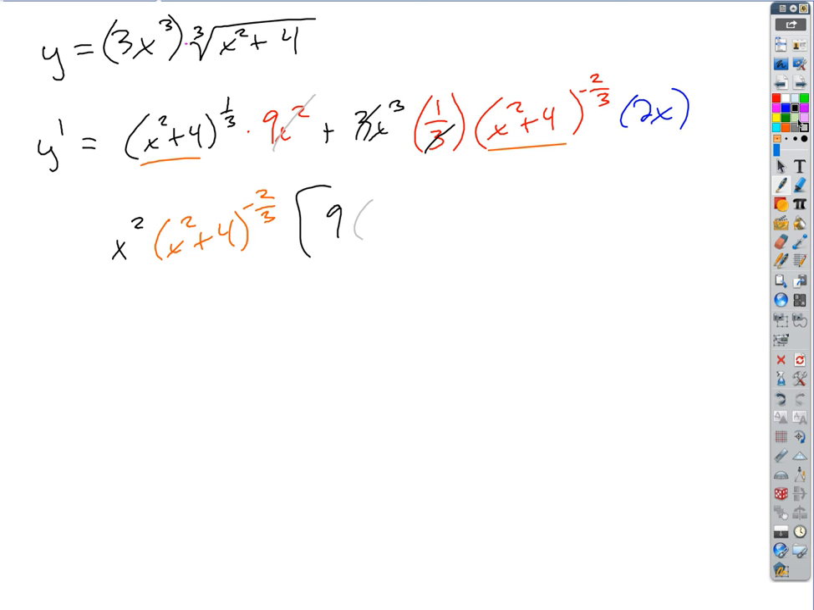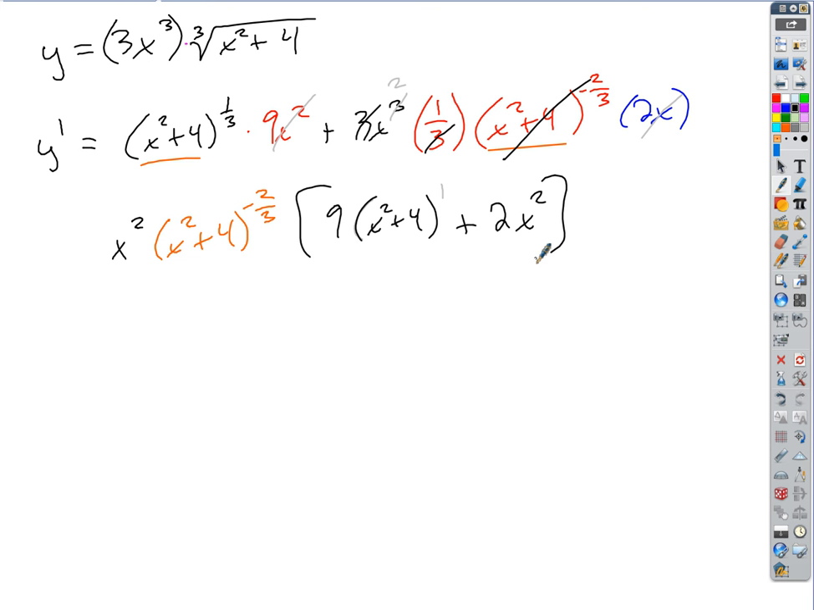So we're left with 9 times x squared plus 4, to the 1. Plus, what about this side? We factored out an x squared, so we could cancel an x and an x, leaving me with an x squared, and I've got a 2, I guess, right? And then I'm dividing x squared plus 4 to the negative 2/3 by itself, so that goes away. That cancels. Everybody see? And so I'm left with that.